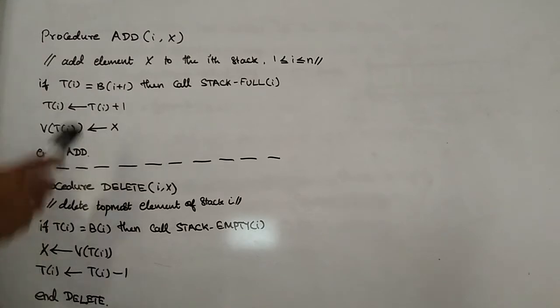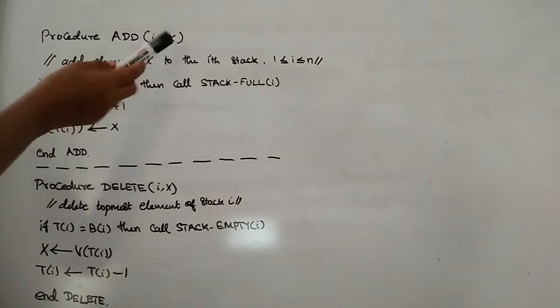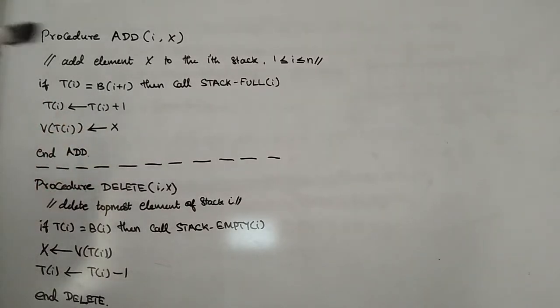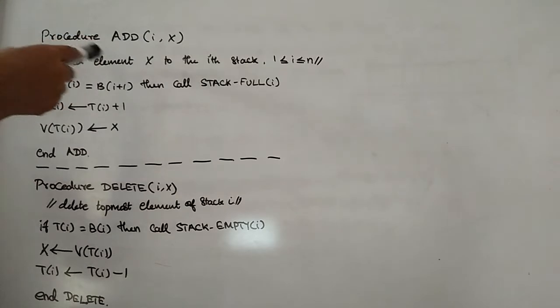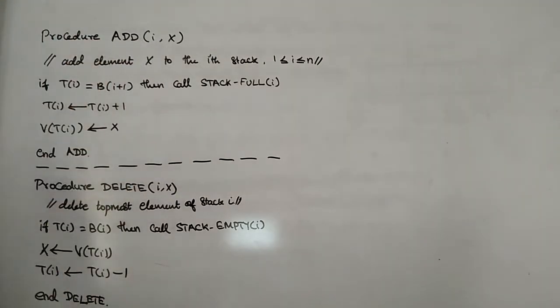So here I have defined the procedure: procedure add I comma x. I is a value that ranges from 1 to n. Actually, we are using this value I in order to represent the stack number.